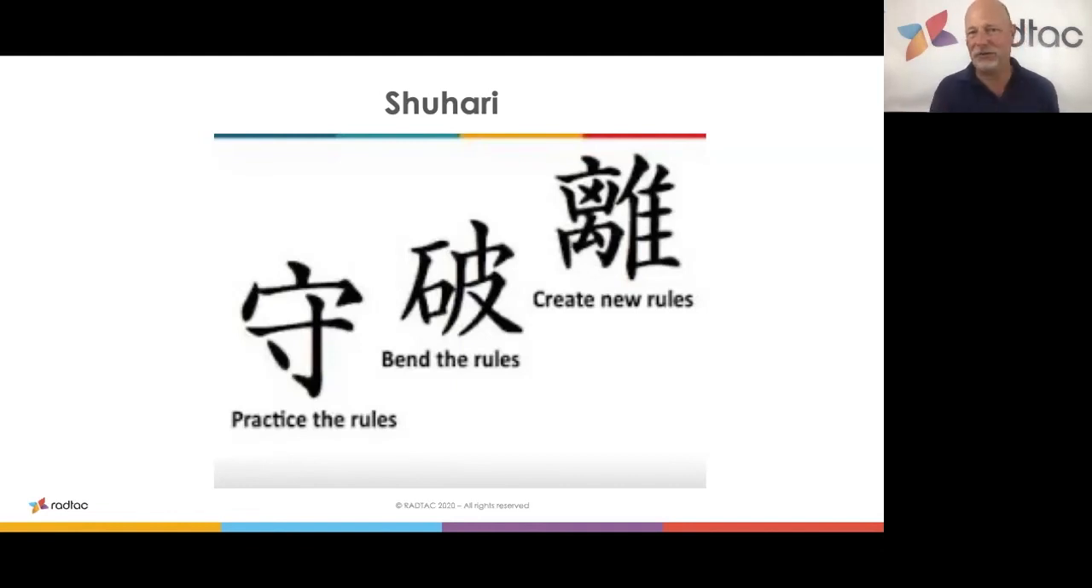That's where the amazing Scrum Master comes into play. And then the really amazing Scrum Master, we start to create new rules. So, we actually start to create new stuff, put that into the market, get people's feedback on it. So Shuhari: practice, bend, create. As you get more experience, then obviously you can create new rules.